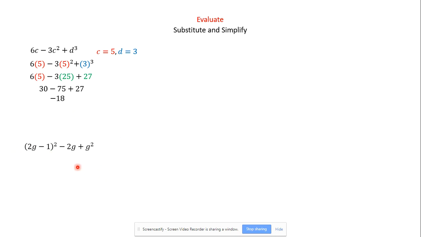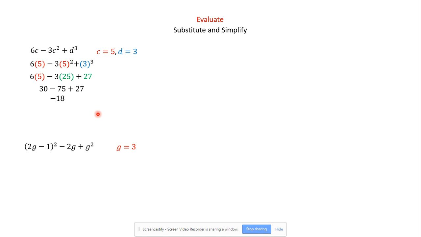All right, let's look at another one of these. Here we only have one variable, but 2g minus 1 squared minus 2g plus g squared. And let's let g equal 3. If you want, you can pause, plug this in, and try it out really quick. If you're thinking, yeah, let's see it first, I have another one for you to try after this. So if you want to pause it, do it now. All right.